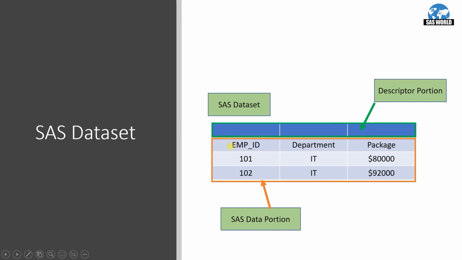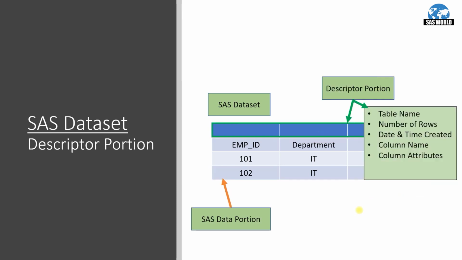So the SAS data portion, this is highlighted here, stores the actual data. And the other part, this is called the descriptor portion. This will hold information about this data. So we can simply say metadata. Data about data is called metadata. So a SAS dataset has two parts. One is the SAS descriptor portion and another one is the SAS data portion. Let's move on to the next slide.